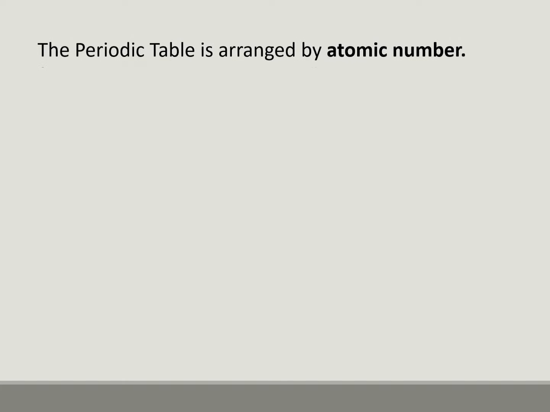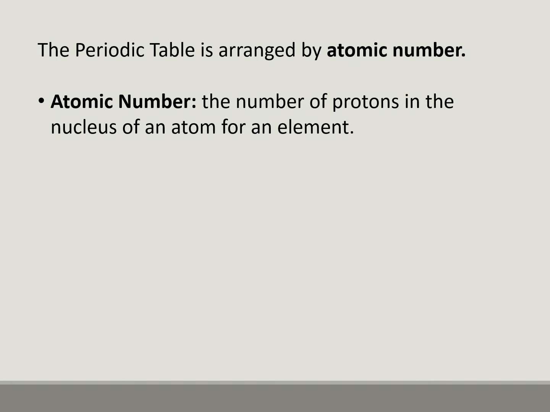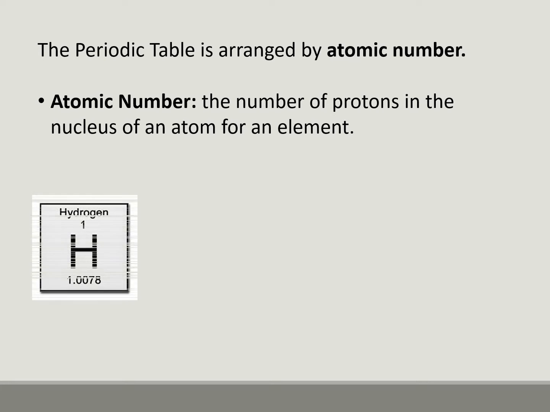So our periodic table is actually arranged by atomic number. The atomic number is the number of protons in the nucleus of an atom for every element. If you recall from the last video, we know that the nucleus is made up of neutrons and protons. The atomic number corresponds just to the proton. So if we look at hydrogen on the periodic table, the atomic number would be this 1, the number without the decimal. So this hydrogen atom would have 1 proton because the atomic number is 1.